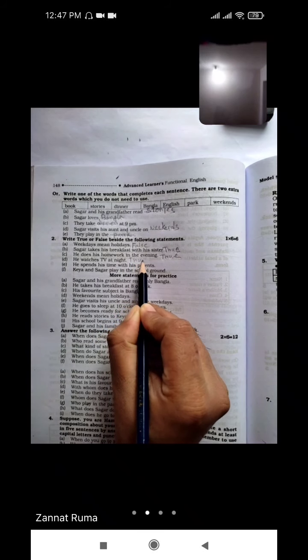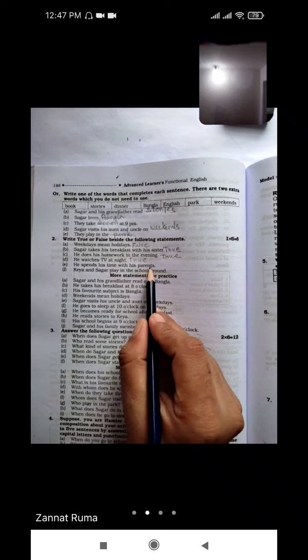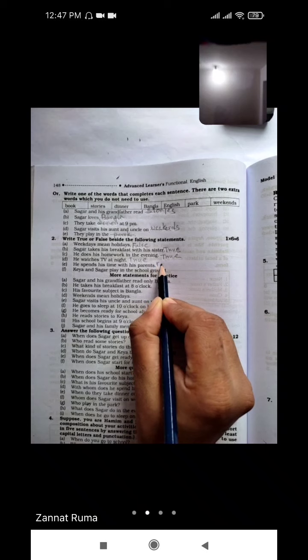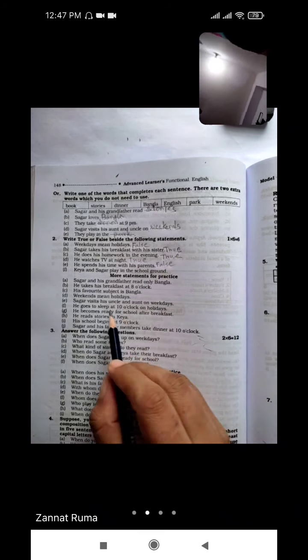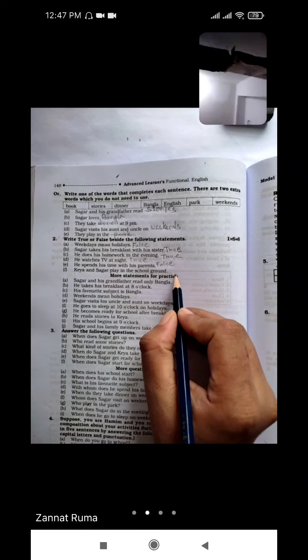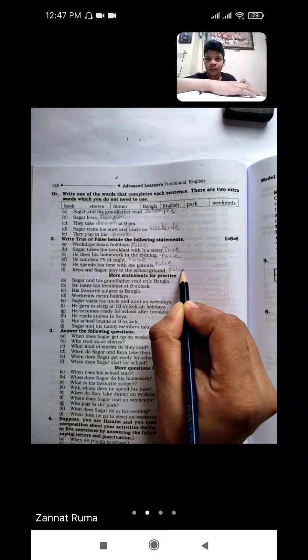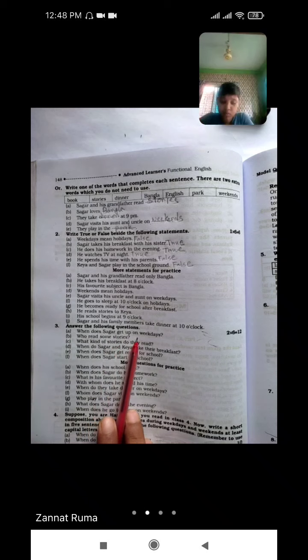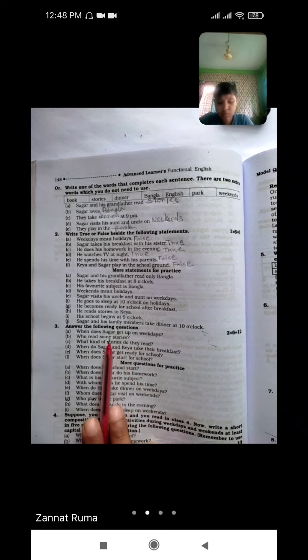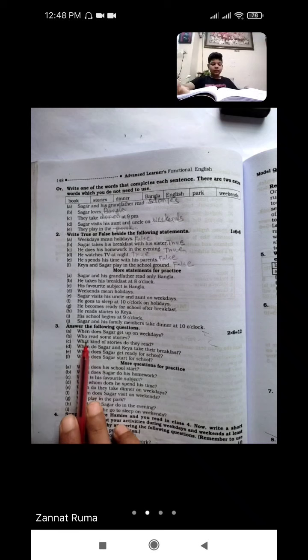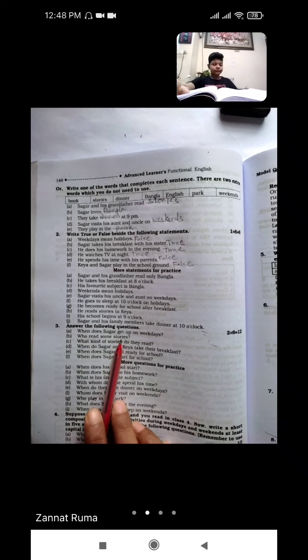True. Okay, he spends his time with his parents. False. He spends his time with his grandparents, right? Can Shagor play in the school ground? Is it true? False. Okay, good. When does Shagor get up on weekdays? On weekdays, Shagor gets up at 6 a.m. in the morning. Next, who reads some stories?